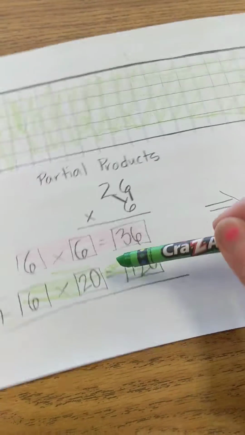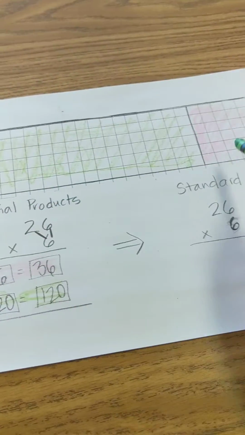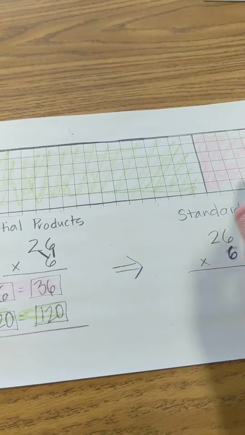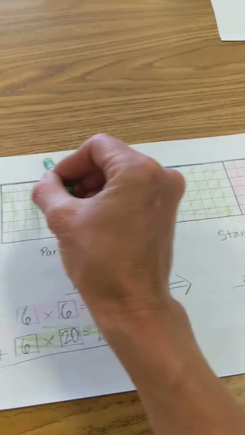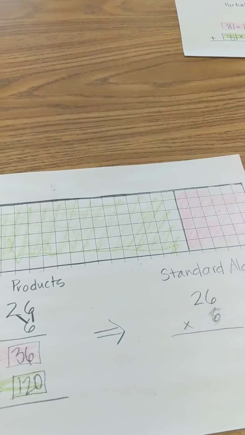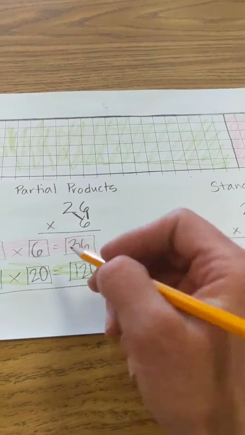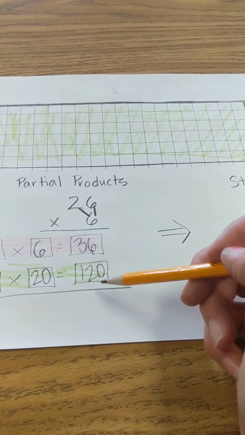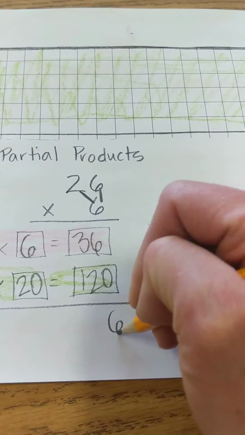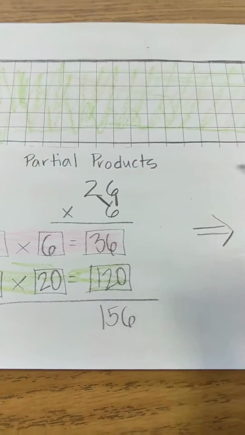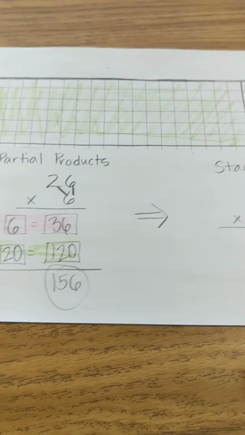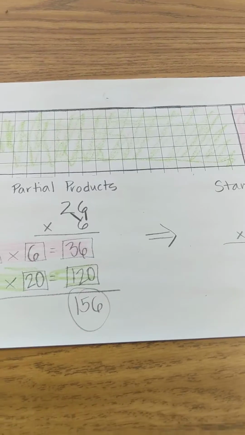So now I have my green product, my pink product, and those are both parts of the big array that we're trying to get the product of. So what do we have to do with our partial products? We're going to need to add them together. And I have my official product of 156.